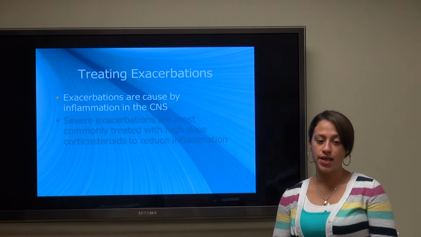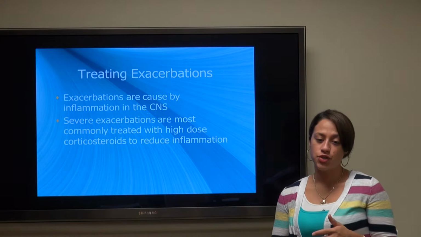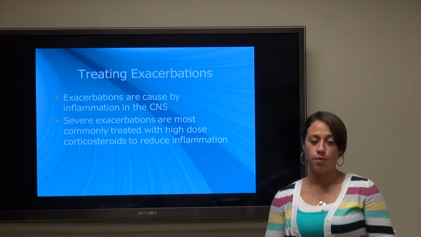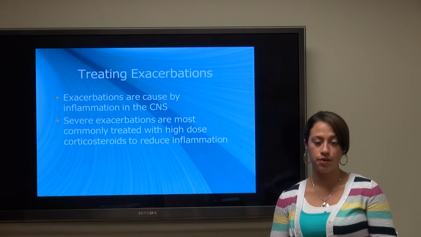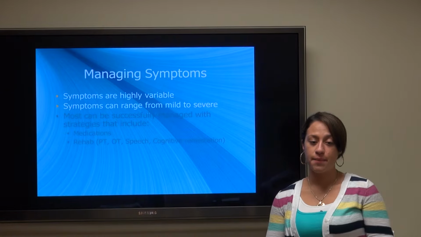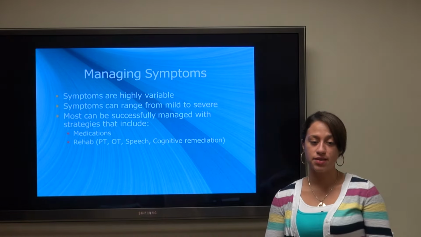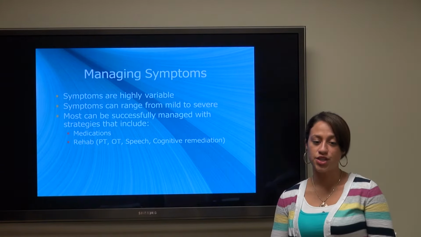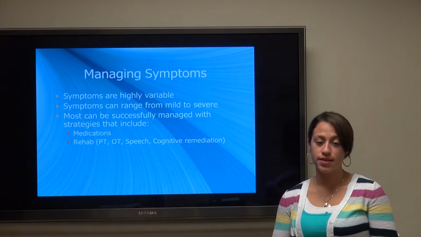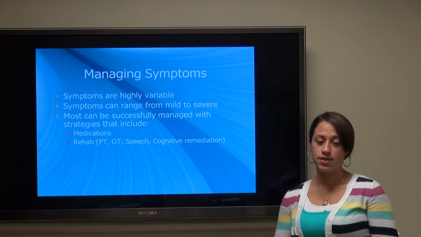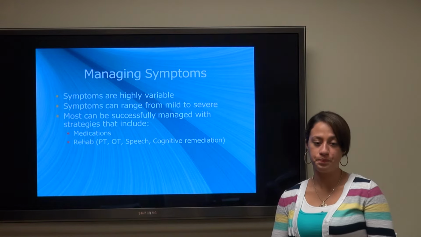So in terms of treating exacerbations, these exacerbations are caused by inflammation in the central nervous system. Severe exacerbations are most commonly treated with high-dose corticosteroids, which help to reduce inflammation. In terms of managing symptoms, the symptoms can be highly variable and range from mild to severe. Most can typically be successfully managed with strategies that include medicines as well as rehab, which can include physical therapy, occupational therapy, speech, or cognitive remediation.